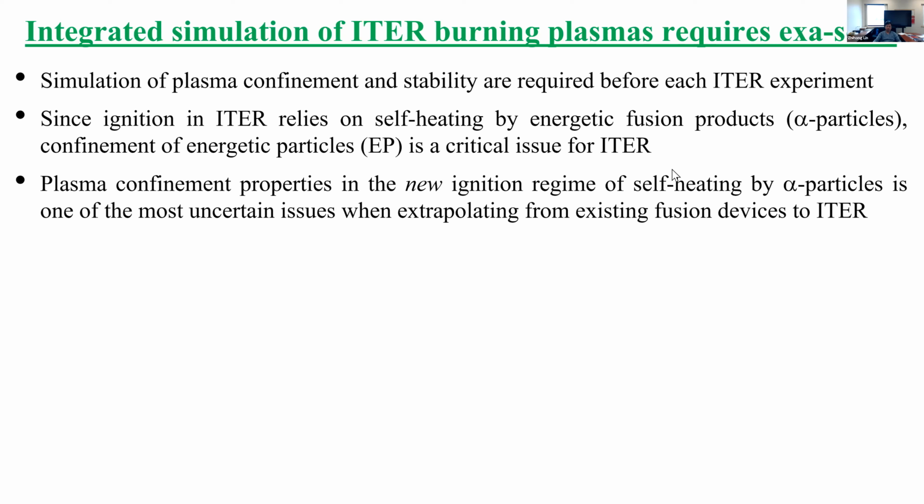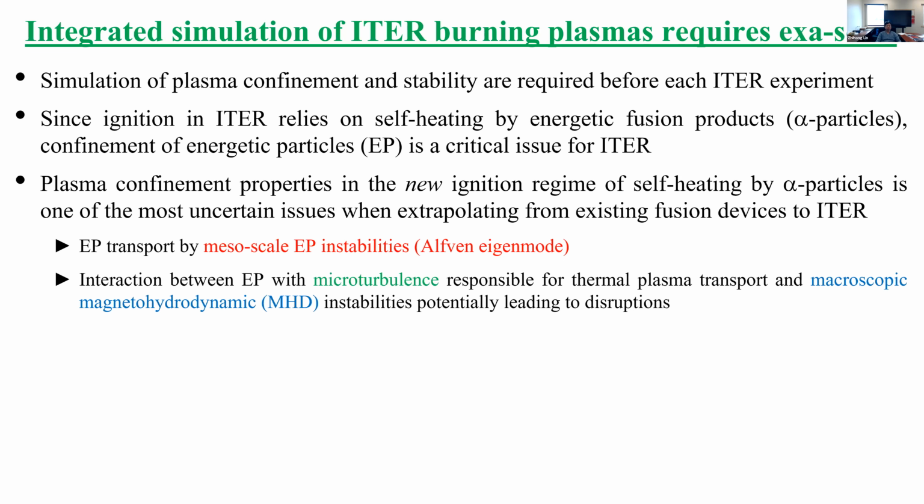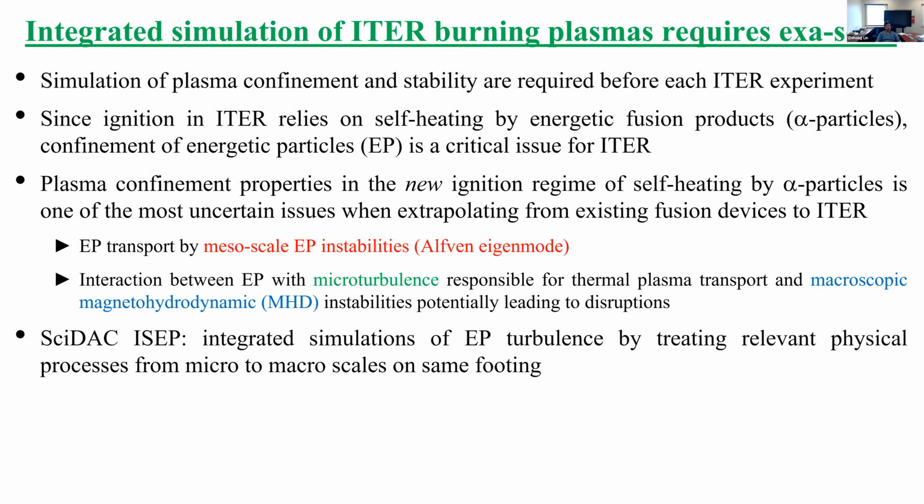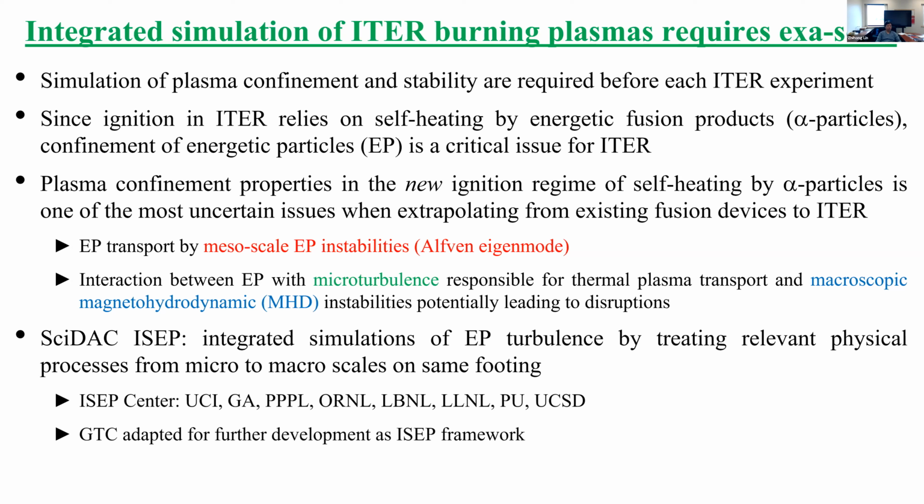This includes the EP transport by mesoscale EP instability, which we often call Alfvén eigenmode, and the interactions between EP and the microturbulence responsible for thermal plasma transport, and macroscopic magnetohydrodynamic MHD instabilities, potentially leading to disruption. In order to address those cross-scale interactions, the SciDAC ISEP Center initiated the development of integrated simulations of EP turbulence by treating relevant physical processes from micro to macro scales on the same footing. And the gyrokinetic toroidal code, GTC, has been adapted for further development as the SciDAC ISEP framework.